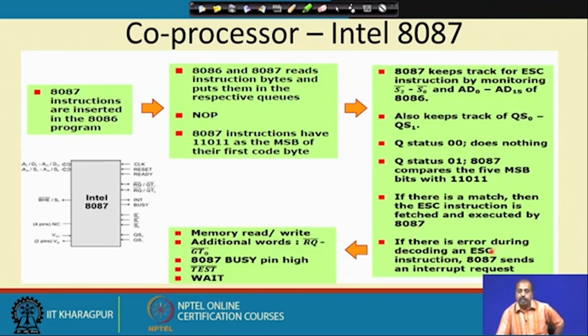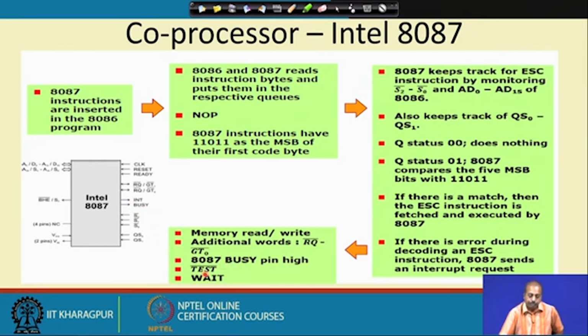If there is an error during execution, the 8087 will send an interrupt. If there is an error during decoding the escape instruction, it will also send an interrupt. Otherwise, it will do a normal memory read or write; additional words may be required. For that, the RQ/GT0 lines will be activated, by which it will access the memory for getting additional operands, and the 8087 busy pin is high.